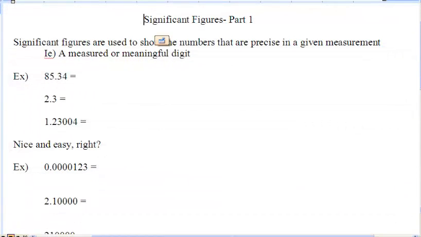Ladies and gentlemen, welcome back to our next installment of our conversions. This isn't actually having to do anything with conversions. This is all about our significant figures. So this would be part one.